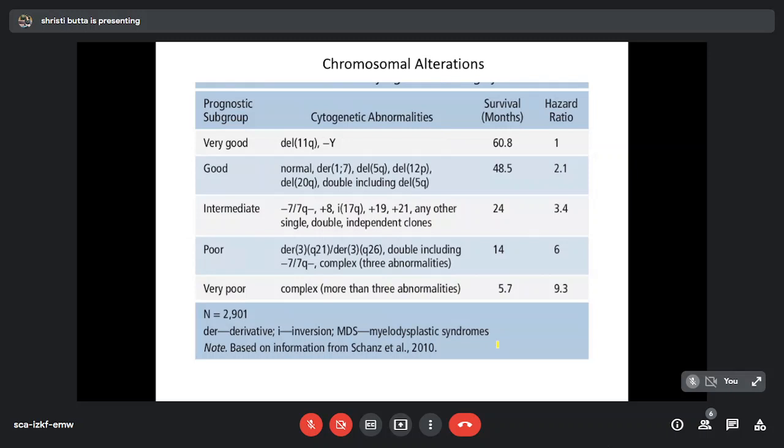Now, coming to the chromosomal alterations associated with MDS, it can be deletion 11q, which has a very good prognosis. There are some other deletions like 5q, 12p, and 20q, which have a comparatively good prognosis. Intermediate prognosis is associated with trisomy 21 and trisomy 19, and also monosomy 7 or trisomy 8. Poor prognosis is associated with monosomy 7 and a complex karyotype. Very poor prognosis is associated with a highly complex karyotype.